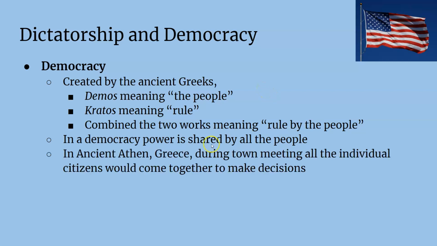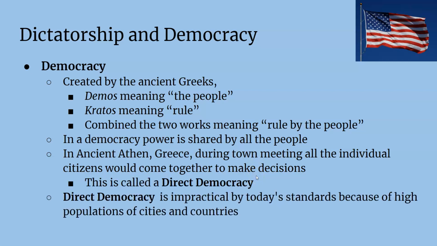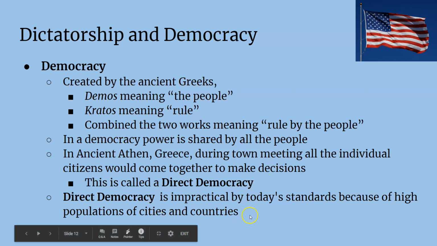In ancient Athens in Greece, during town meetings, all the individual citizens would come together to make decisions. That is called a direct democracy. Now, direct democracy is a little impractical, because if you said, can we get the entire state of Pennsylvania together to make a decision, and then we go around in a room and make a vote? Well, that's just impractical. That's millions of people. But in a direct democracy, everybody shows up and they physically talk about it and make a vote. That's how they used to do it in ancient Greece.